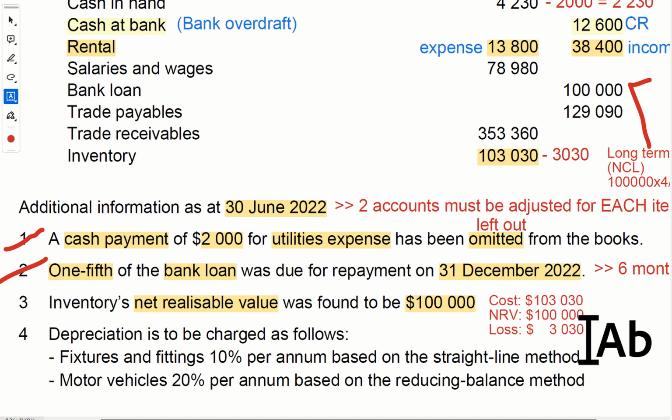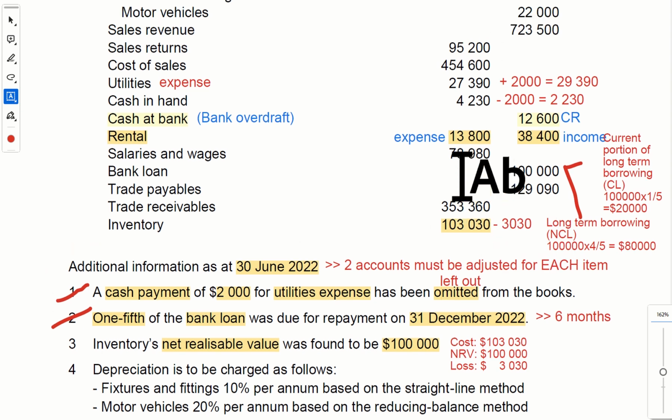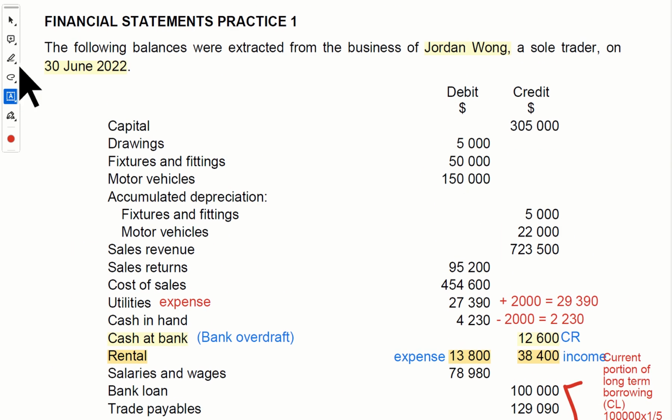Then you know that you have experienced a loss. So you are going to open a new account because the name of the loss doesn't appear here. You're going to open a new account, and this new account is going to be called impairment loss on inventory. And this is an increase in your expense of $3,030.